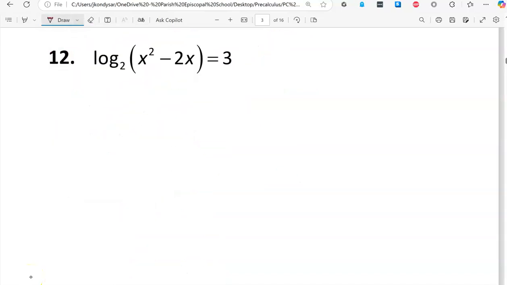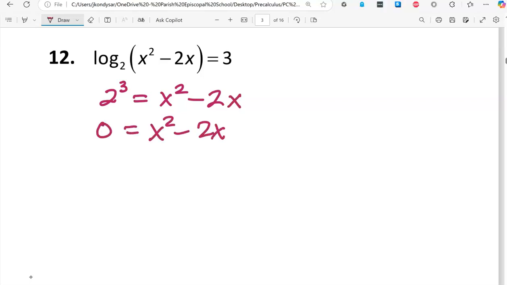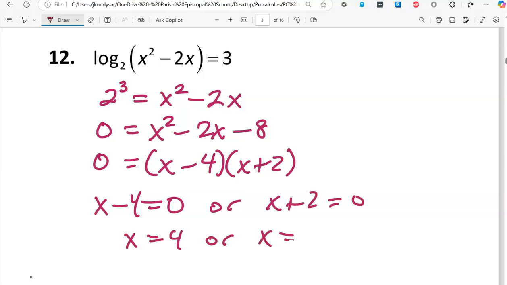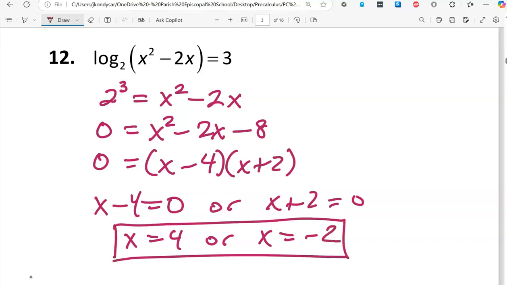In number 12, this is a logarithmic equation which we can write in exponential form. 2 to the third power is equal to x squared minus 2x. I'm going to subtract that 8 from both sides of the equation and then solve by factoring. X minus 4 times x plus 2. So that means that x minus 4 must equal 0 or x plus 2 must equal 0. That's going to give us x equals 4 or x equals negative 2. If you have a single logarithm with a variable argument in the equation, it's not necessary to check. It's still going to give us a correct answer.